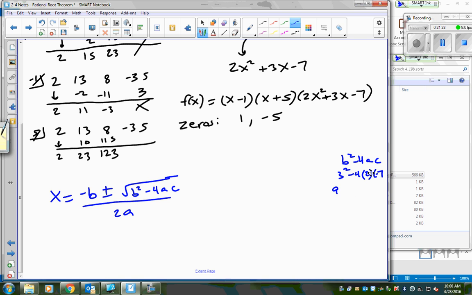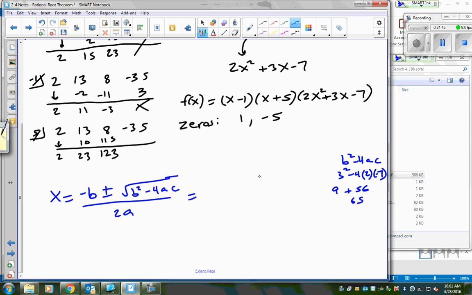39. 4 times 2 times negative 7. Well, 4 times 2 is 8, times negative 7 is negative 56. It becomes plus 2 to the 6. So 65 is the discriminant. Listen to me. That's the number that's going to go under the radical, right?